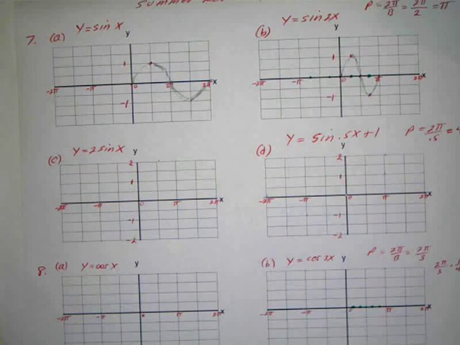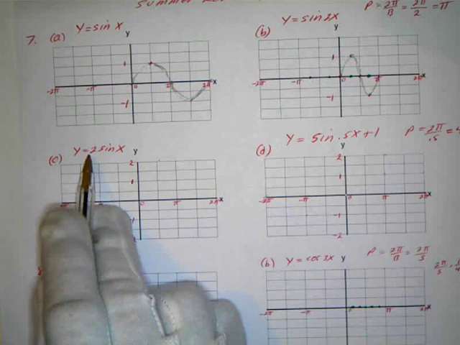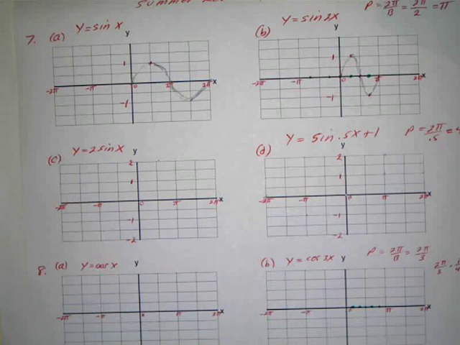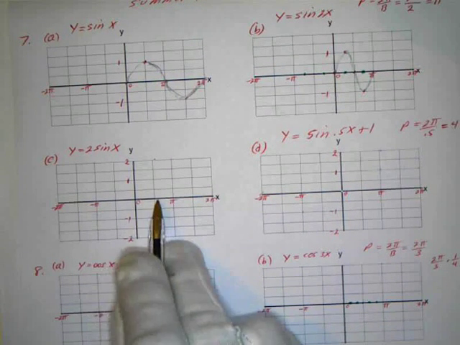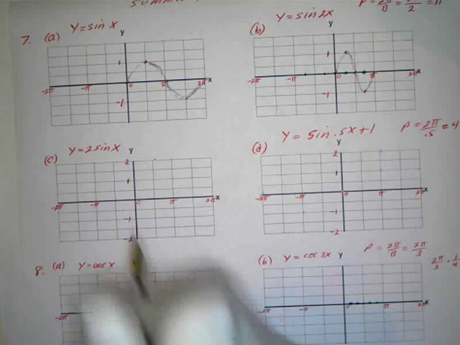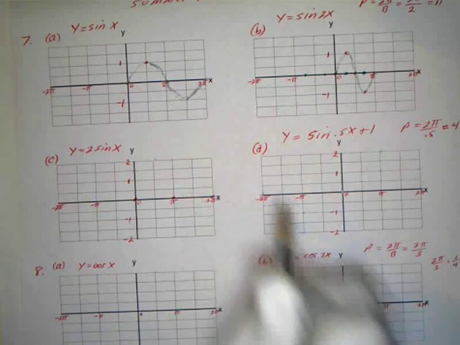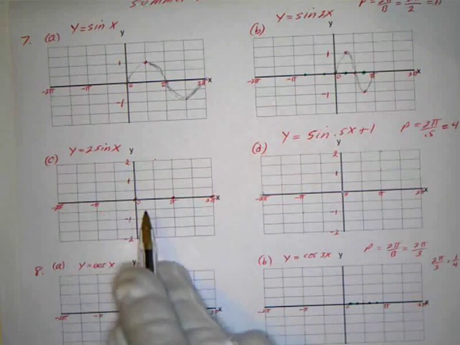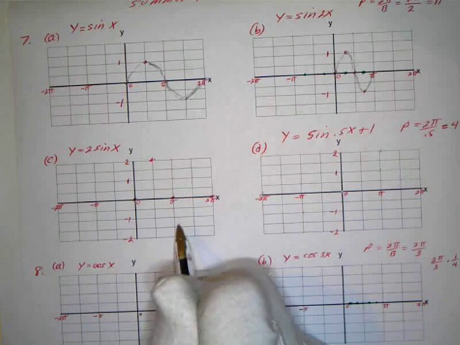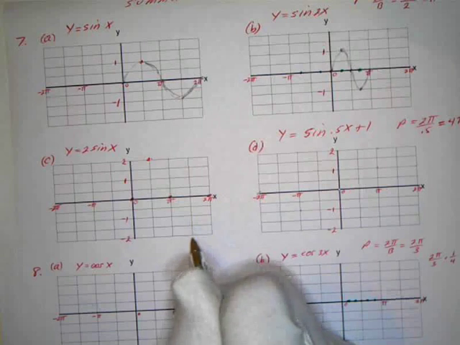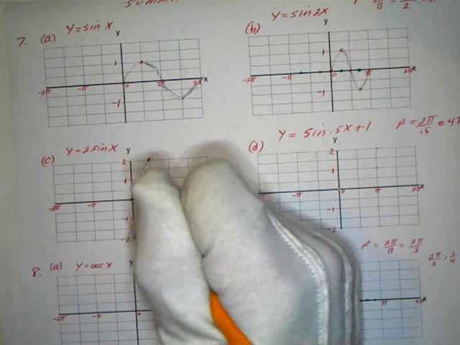Letter C, 2 sine of x. Well, this just changes the amplitude. It just multiplies whatever the y value is by 2. So we would use the same configuration. Again, my period's going to be 2 pi. So first of all, the zeros are going to be the same. So those 3 points are the same, because 2 times 0 is still 0. But when this is 1, 2 times 1 is 2, and 2 times negative 1 is negative 2, so that's the only changes I make. And this goes like this.